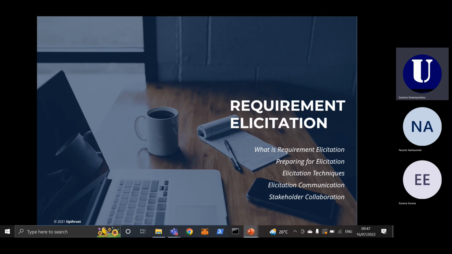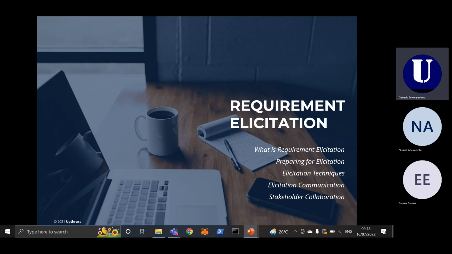Even after you've discovered the requirements, there is communicating the requirements, and then carrying stakeholders along in terms of collaboration, of what you have elicited. So that is what requirement elicitation is talking about, and that is why it's much more encompassing than what we do in the street called requirements gathering.